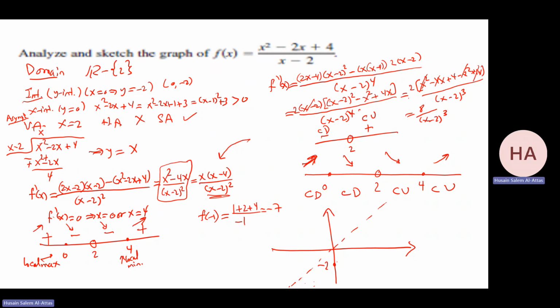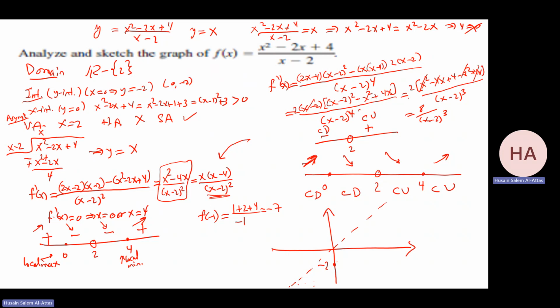Will the graph cross the asymptotes? We need to check. I have f of x, and I have the asymptote y equals x. Will these two intersect? Check. Are they equal to each other? I think no, but let me check. So 4 equals 0, which means wrong. So there is no intersection point.